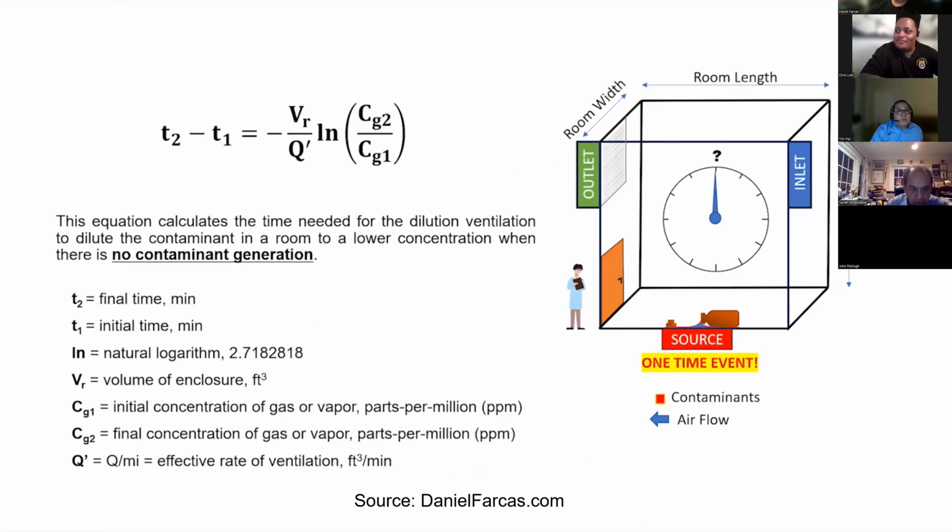This equation calculates the time needed for the dilution ventilation to dilute the contaminant in a room to a lower concentration, but only when there is no more contaminant generation. If you look at the picture on this slide, you may ask yourself when is it safe for the scientist to enter the room after a bottle containing contaminant has been spilled on the floor. Remember, this is a one-time event and there is no continuous generation of the contaminant. So the animation will only run once.